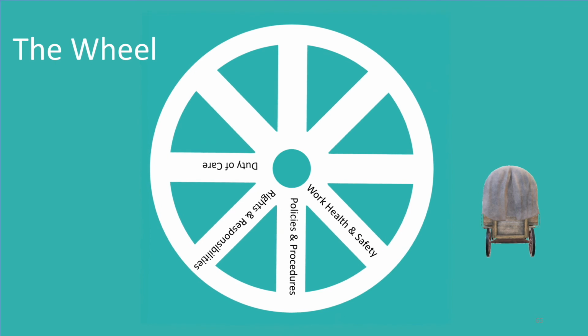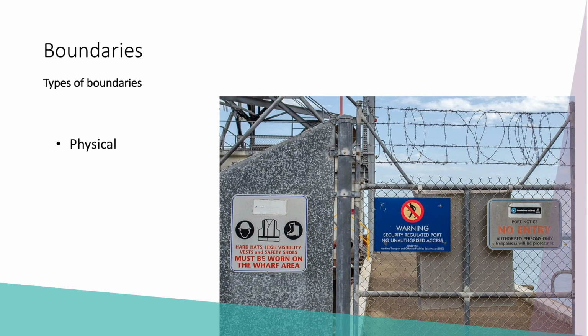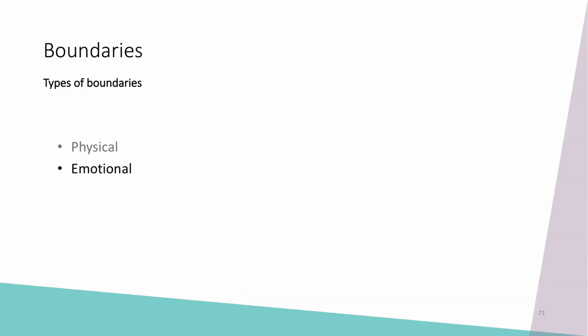And for this session, the final turn of the wheel really is boundaries. We look at physical, emotional, relational, and something that we've pretty much covered in a way in this whole presentation, professional boundaries. Physical boundaries we're pretty well familiar with. They're fences and walls and they keep people out.